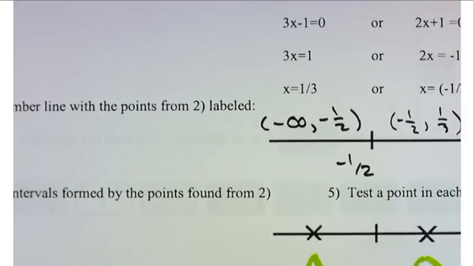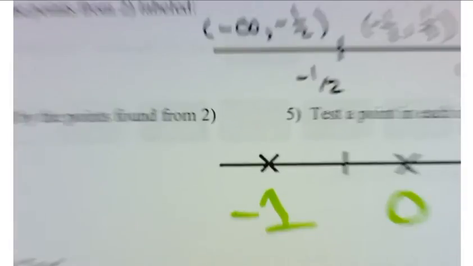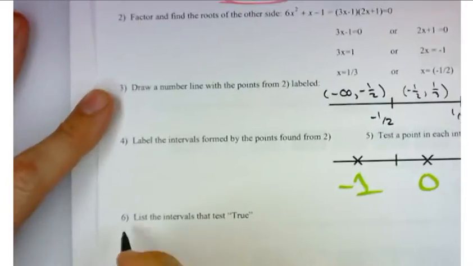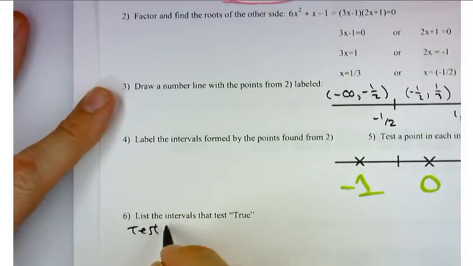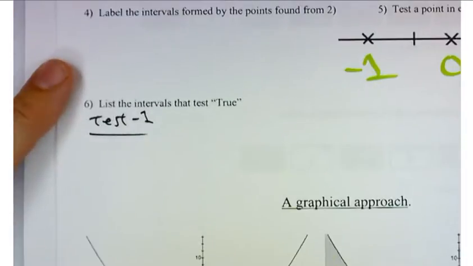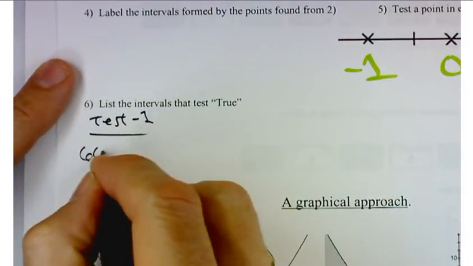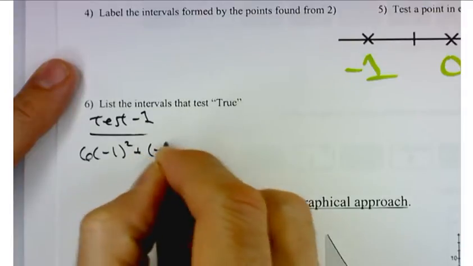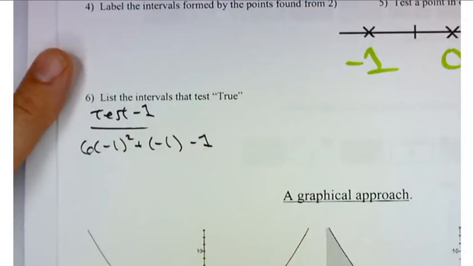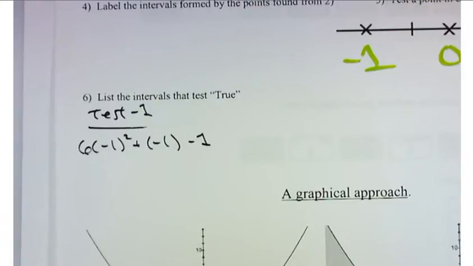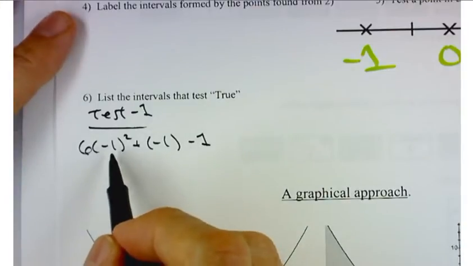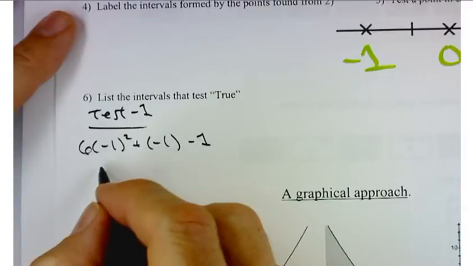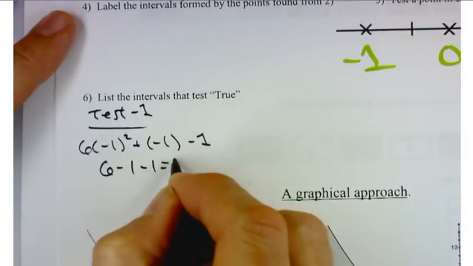Now there's a couple ways you can do this. Since not everyone has a graphing calculator, let me first start by showing it by hand. So we'll start by testing negative 1. So we're going to put negative 1 into that expression. 6 times negative 1 squared plus negative 1 minus 1. Well, what happens when I do 6 times negative 1 squared? Well, that's 6 times 1. Minus 1 gives me a 4.